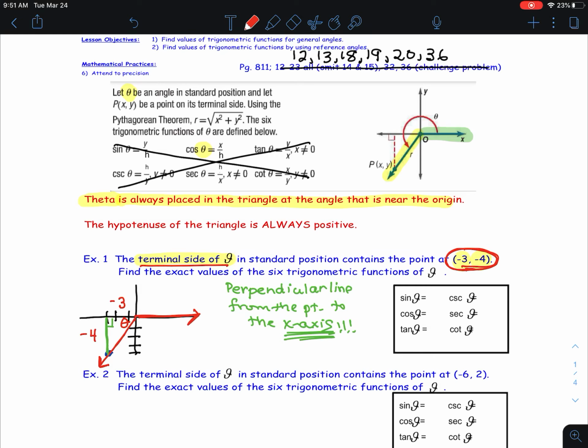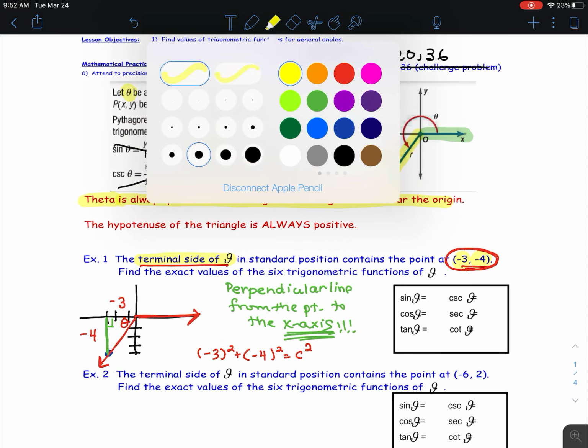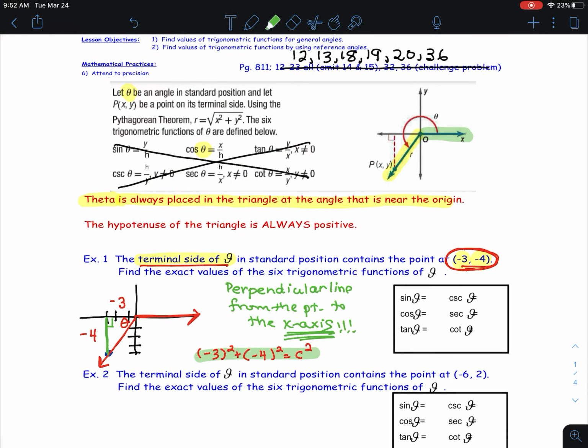Once I have those 2 legs labeled in the picture, I am going to use the Pythagorean theorem to find the length of the hypotenuse. What I'm asking is that you at least show this as the Pythagorean theorem, show that substitution. If you want to do the rest of the work on your calculator, totally fine. That would end up being 9 plus 16, which would end up being 25 equals c squared.